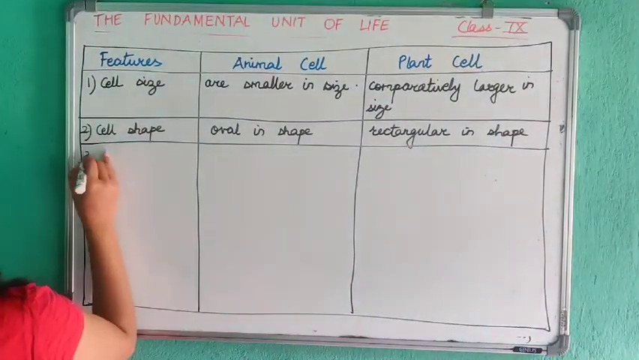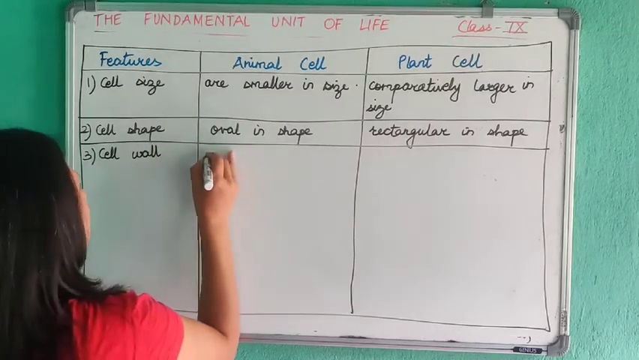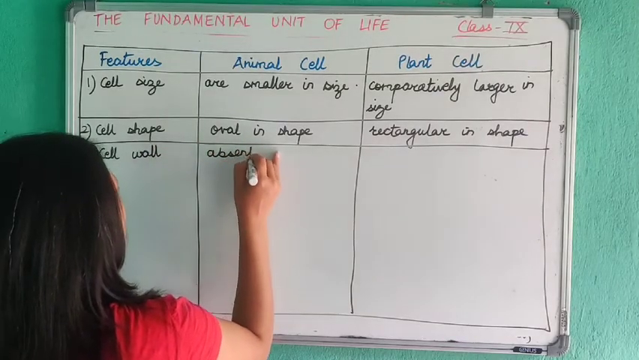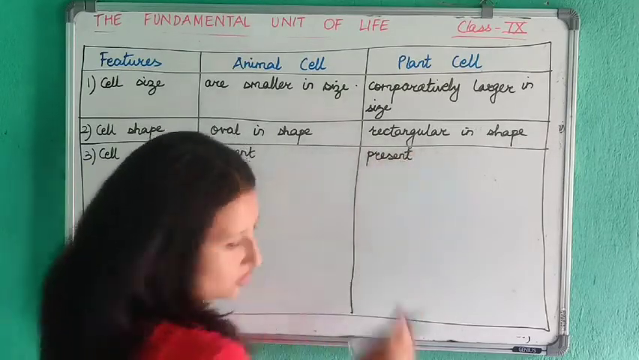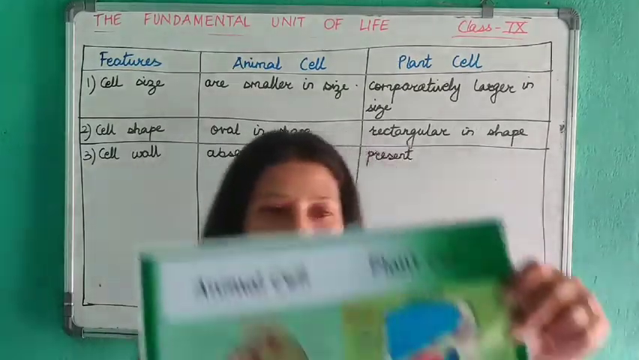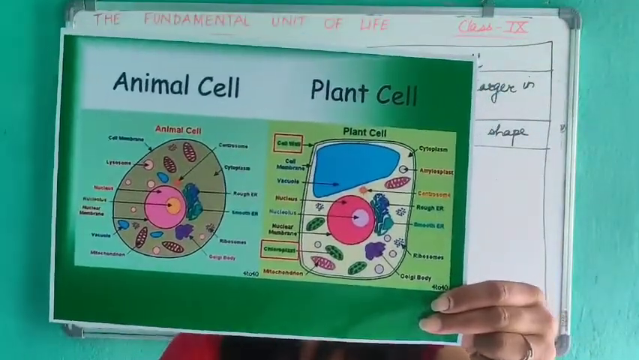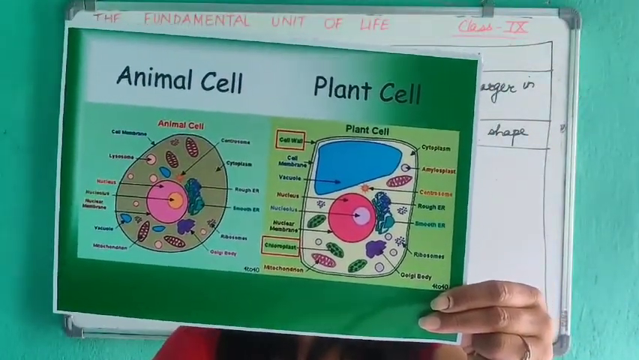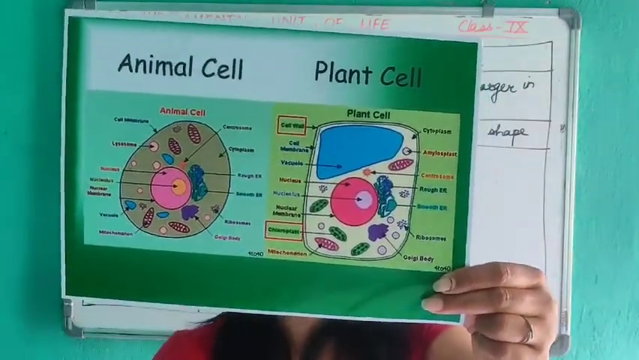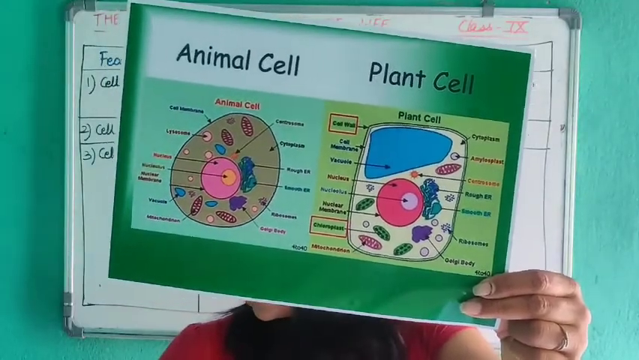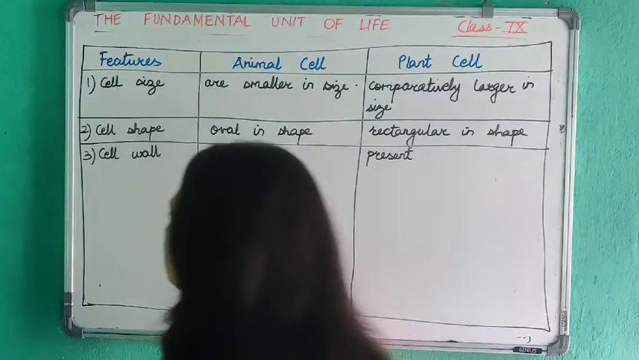Third difference is in the case of cell wall. In animal cell, the cell wall is absent. But in plant cell, the cell wall is present. Look at the diagram. On the outside of the plant cell, you can see a double line. The outer membrane is the cell wall and the inner membrane is the cell membrane. But in animal cell there is only one line. That means it is made up of only cell membrane. Only one membrane is there.